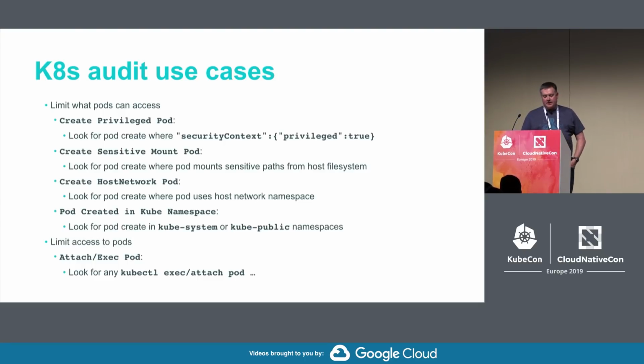Another one is creating a pod with host networking set to true. Generally, if you can get away with it, try to keep the pods in their own network namespace. Maybe you have a good reason for that, but at least it's something you might want to be aware of. And then another one is creating a pod in any of the kube namespaces. So you probably shouldn't be over there. You should be in your own sandbox. So we have a rule for that as well.